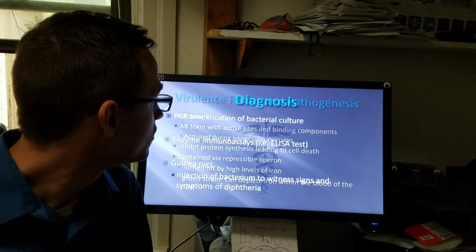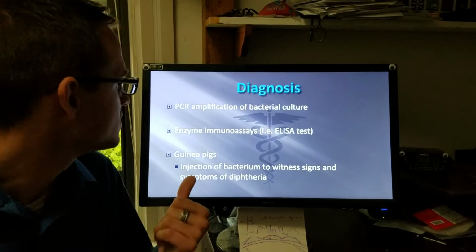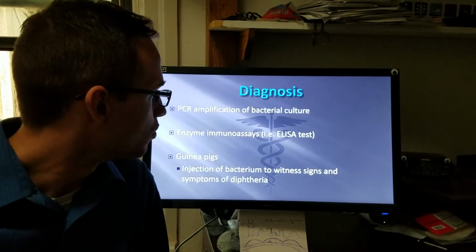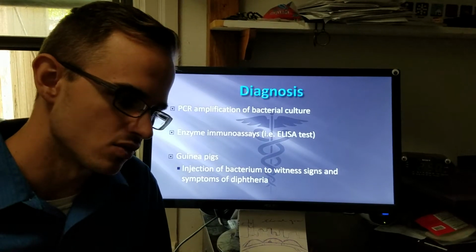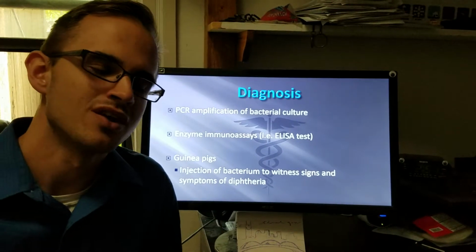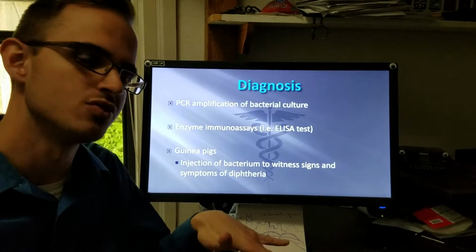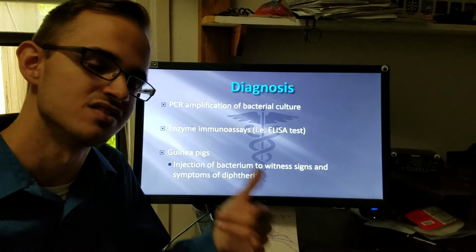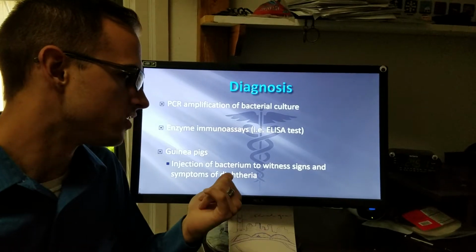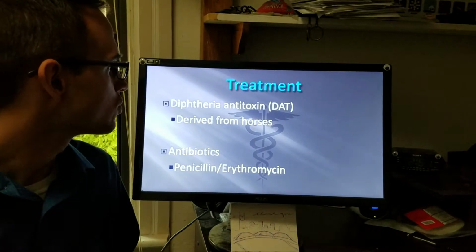So moving on, we're looking at diagnosis. The first two are pretty simple, pretty routine. You got your PCR amplification and your ELISA tests, which count and figure out what's causing the problems, whether it's toxins or the bacteria. So that's kind of easy. But then this last one was rather interesting. Guinea pigs, and I don't understand it, but apparently sometimes they'll take the bacteria, pull it out of the patient, and put it into a guinea pig to watch for signs and symptoms of the same disease. This will take a while, so I don't know where this comes into practice, but it is one of the ways to diagnose it.